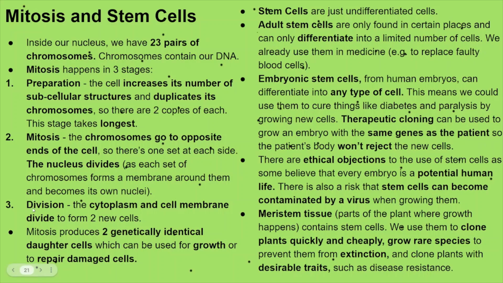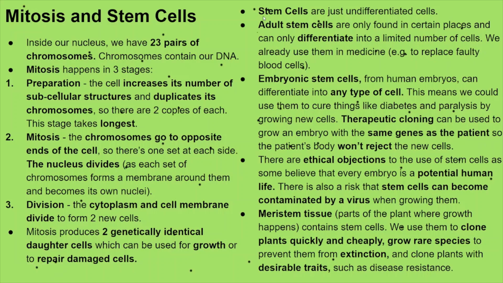And then the final stage is the actual division part, where the cytoplasm and the cell membrane split and divide to form 2 new cells. Mitosis, it's important to remember, produces 2 genetically identical daughter cells, which can be used for growth or to repair damaged cells, and that's important for both paper 1 and paper 2.